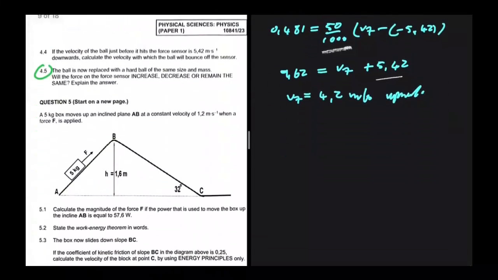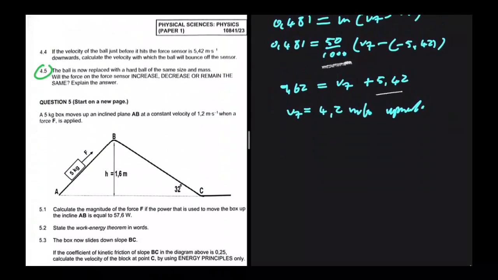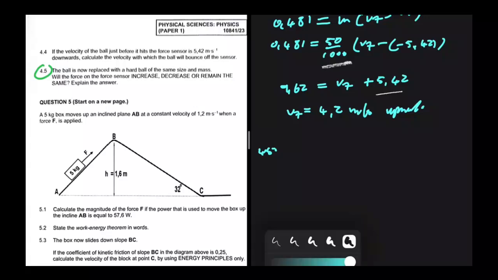4.5, the only question that was a bit tricky. Everything else is just the basic stuff. So let's go ahead and take a look at 4.5. The ball is now replaced with a harder ball of the same size and mass. Will the force on the force sensor increase, decrease, or remain the same? The force is going to increase. Let me show you why.